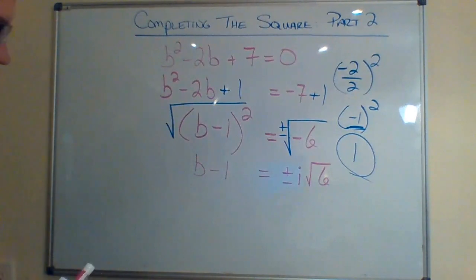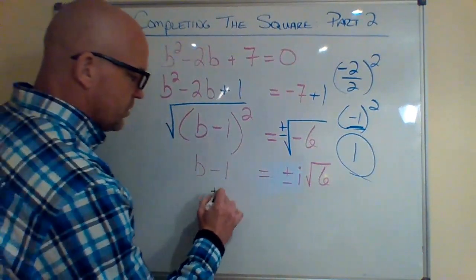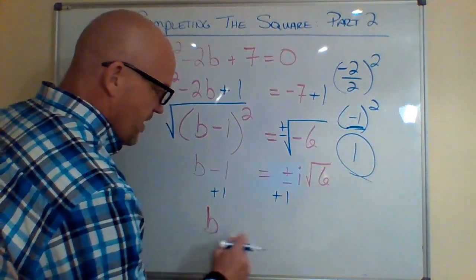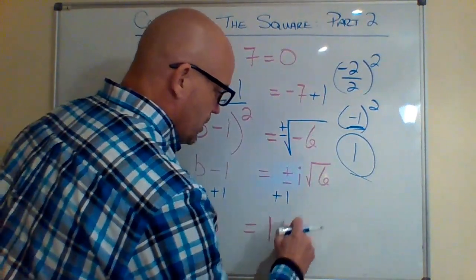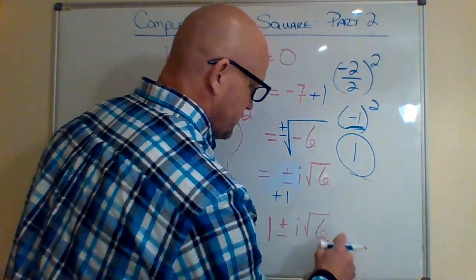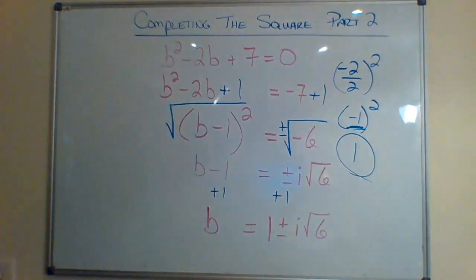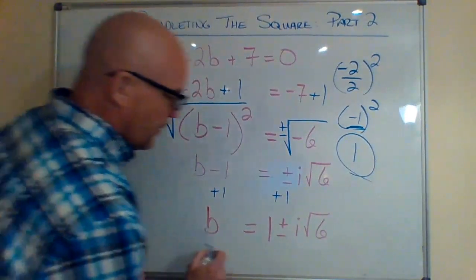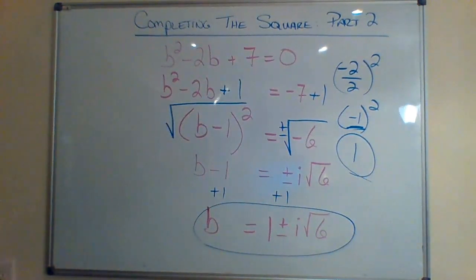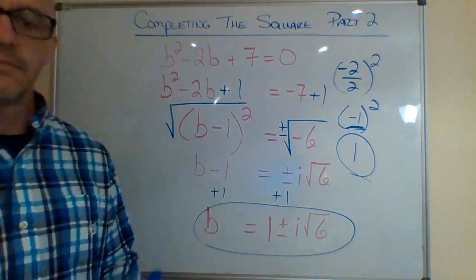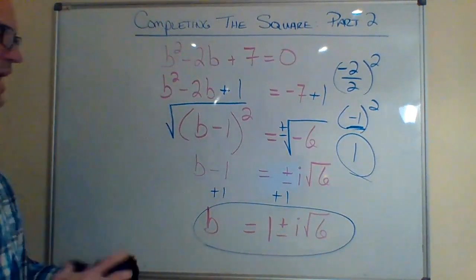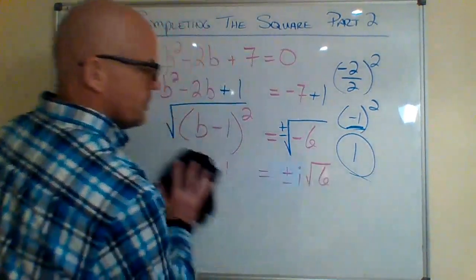We'll finish it up in the same manner. We will add 1 to both sides. That's going to give me a final answer of 1 plus or minus i root 6. So it's obviously a non-real answer. And those are two answers: 1 plus i root 6 and 1 minus i root 6. Easy enough. I think we have one more. Then we're going to let you guys do it on your own.